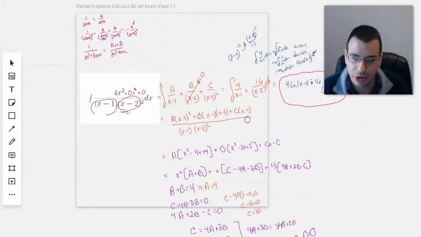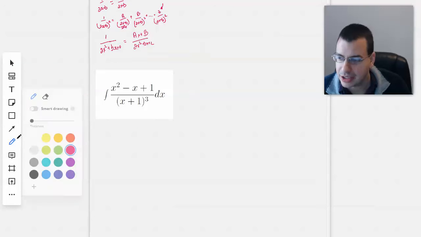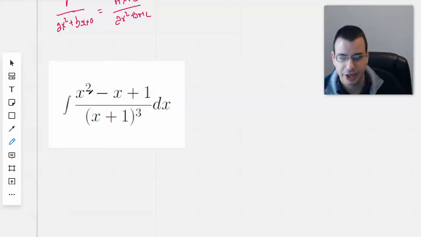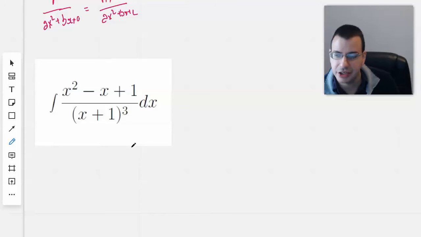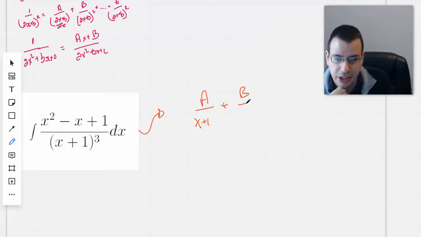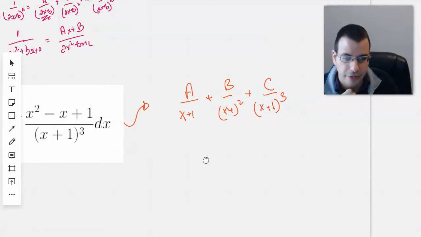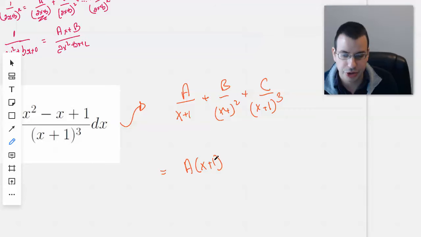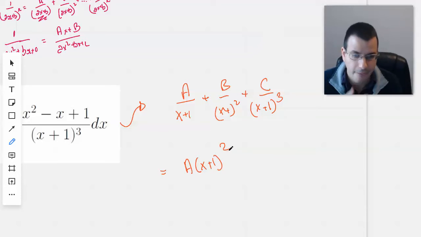Okay, I'm going to clean this board up and we'll go to another. Example number 2. So same idea here. We have x cubed in the bottom, x squared in the top, so we don't have to divide. And it looks like we have that polynomial to the k, so we'll just do a whole bunch of the bottom polynomials. So this will be a over x plus 1, plus b over x plus 1 squared, plus c over x plus 1 cubed. Okay? And then we will combine everything again back into one fraction. So we'll have x plus 1 squared.